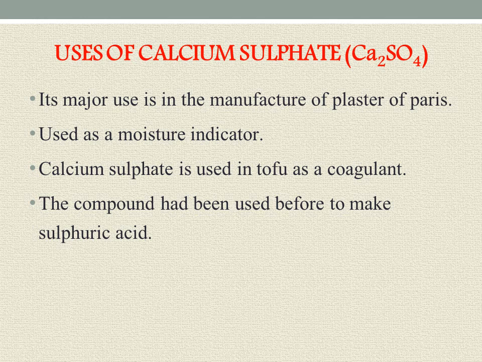The compound had been used before to make sulfuric acid. This compound was used before the 1970s for making the sulfuric acid. Means 1970 से पहले that calcium sulfate will be used as a major component for the formation of sulfuric acid. Okay, the next one is uses of calcium sulfate dihydrate.